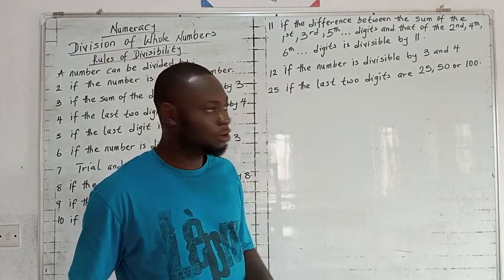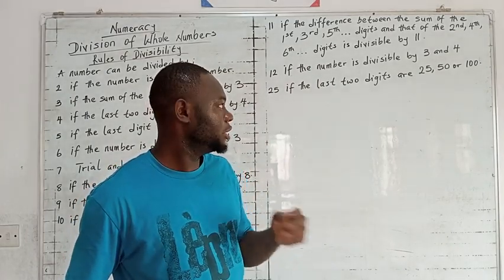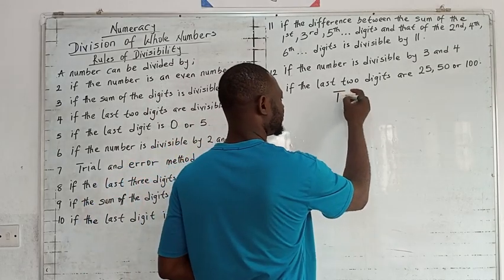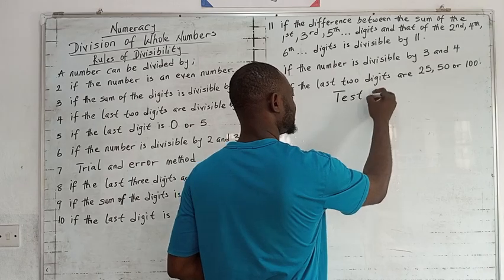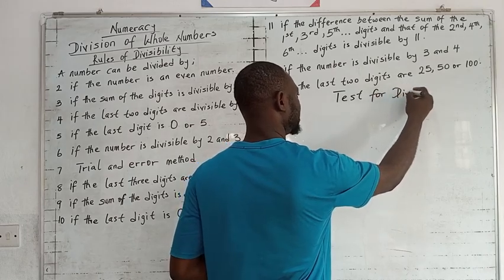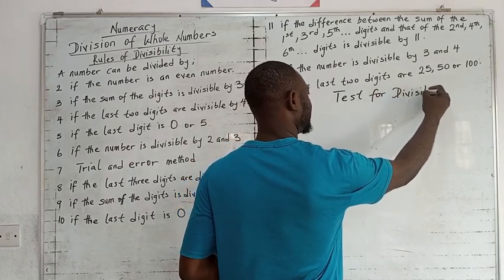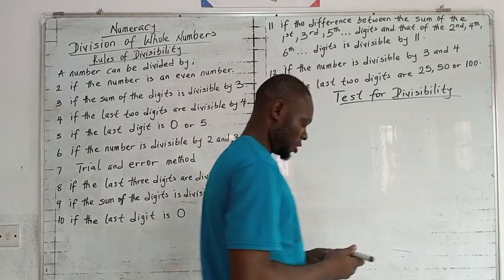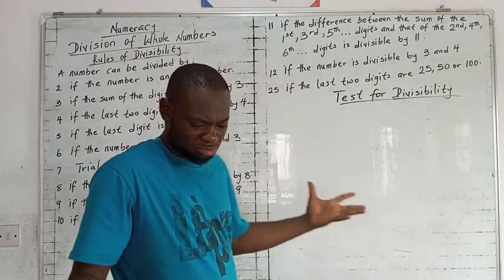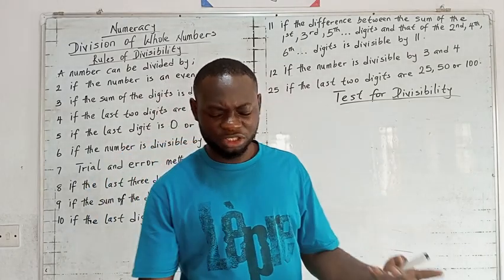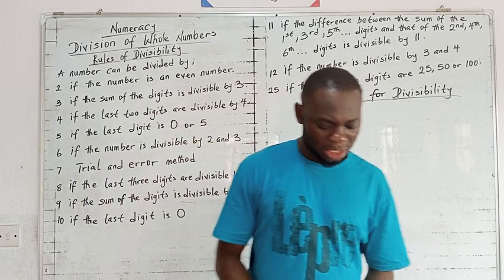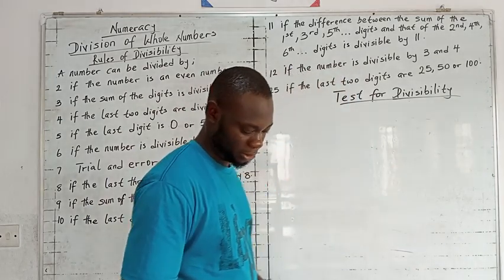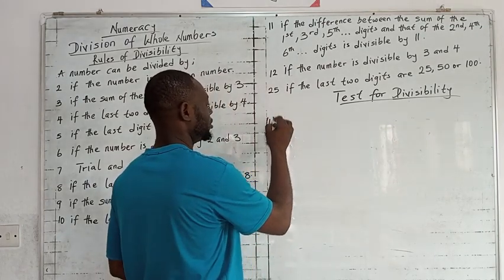Alright? Now take down these notes and study the rules. But before then, let's have some fun by testing for divisibility. Test for divisibility. Okay? Let's have some numbers and check if those numbers can be divided by other numbers.